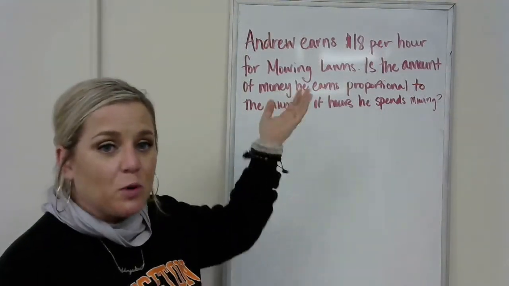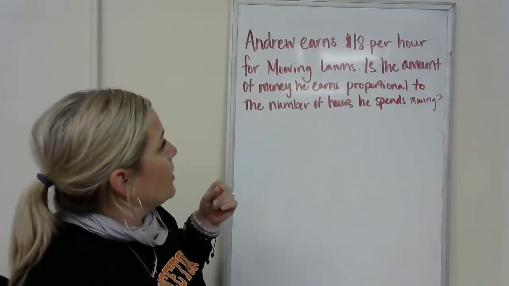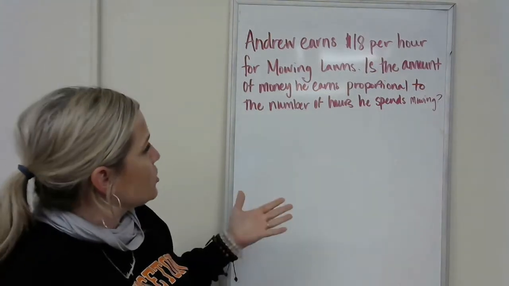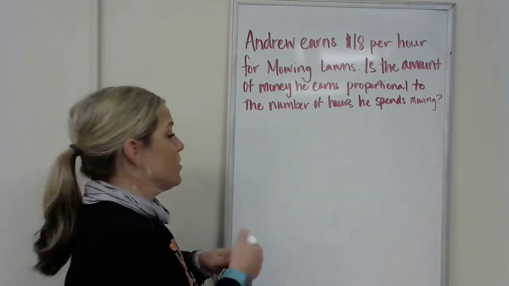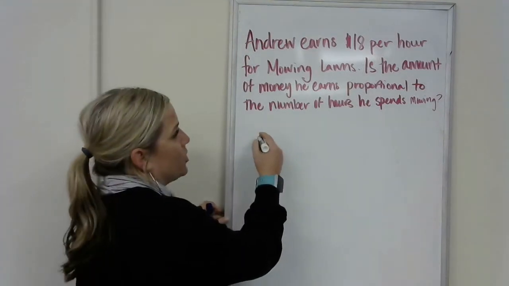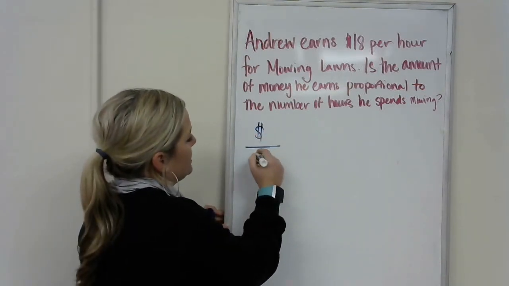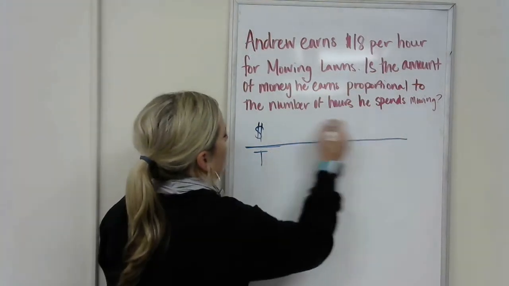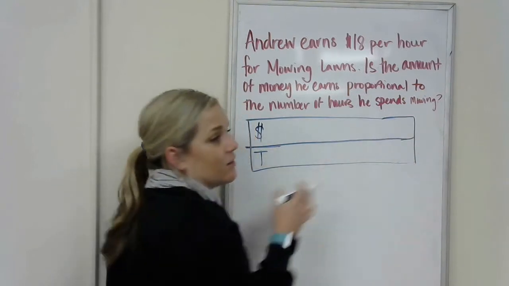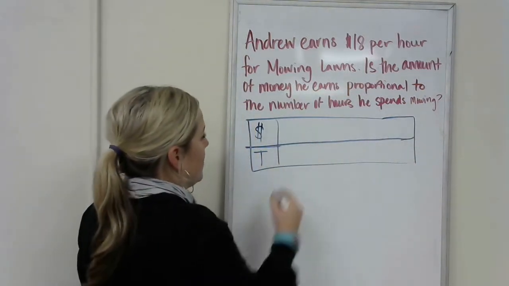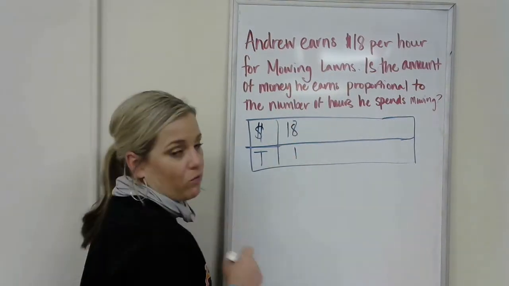All right, so the first problem is Andrew earns $18 per hour for mowing lawns. Is the amount of money he earns proportional to the number of hours he spends mowing? So the first thing we need to do is do a table. And you could write money or whatever, but I'm going to do M for money and T for time. I'm just doing a table like this. It's really fancy. For real. All right, so he earns $18 for 1 hour of work.